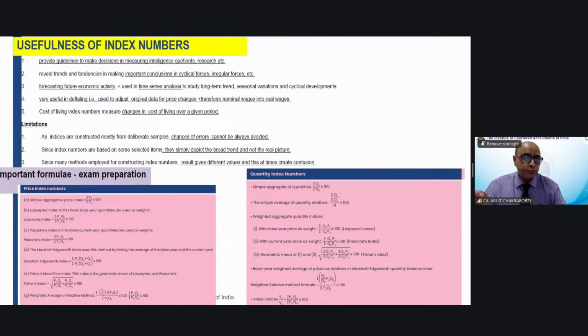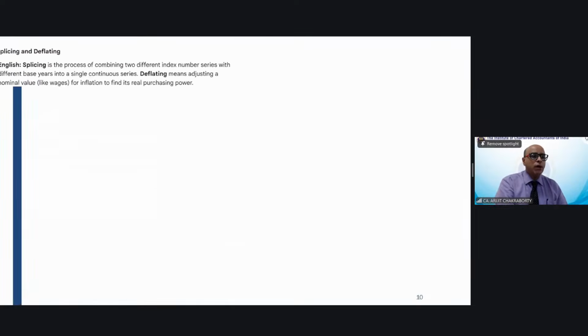और अंत में क्या है? Fisher's index. Fisher's index क्या है? Geometric mean of last period's index and past year's index. So this is what we have so far as the formulas are concerned. We now proceed to the last part, splicing and deflating.